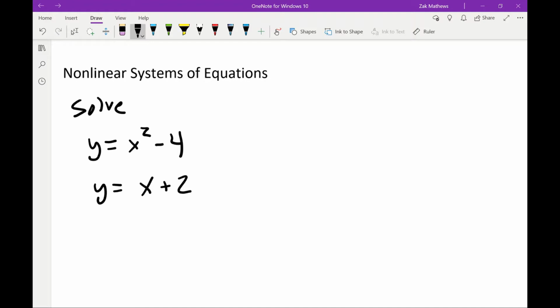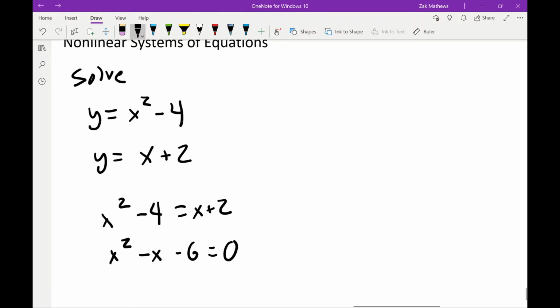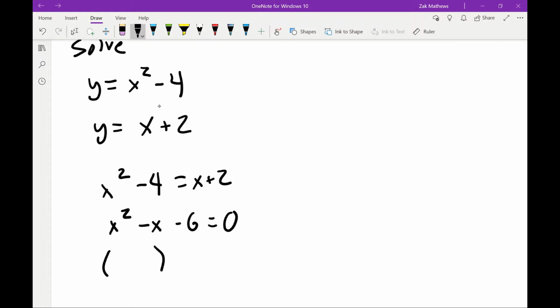I'm going to use substitution. I think that'll be a little bit easier. So I'm going to take my x squared minus 4 and plug it in for my y. So these two expressions are equal to one another. I need to get everything to one side of the equation because we do have a quadratic at this point. So this is where it becomes a little different than the linears. With linears we would isolate the x, but here, because we have an x squared, we just have to solve these using our skills of solving equations. We have a quadratic, we need to get everything to one side. Let's subtract that 2 over as well. So now I need to solve this, and I can do that by factoring.